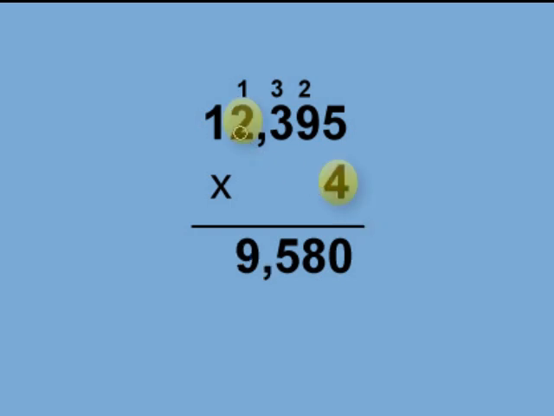4 times 2 is 8. Plus 1 is 9. Place the 9 in the thousands place, and there is no carryover. 4 times 1 is 4. Place the 4 in the 10,000s place. So the product is 49,580.